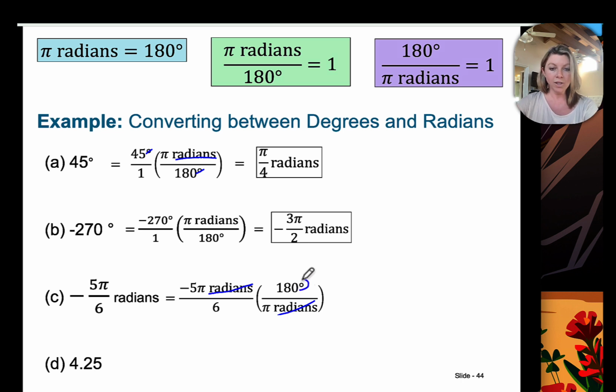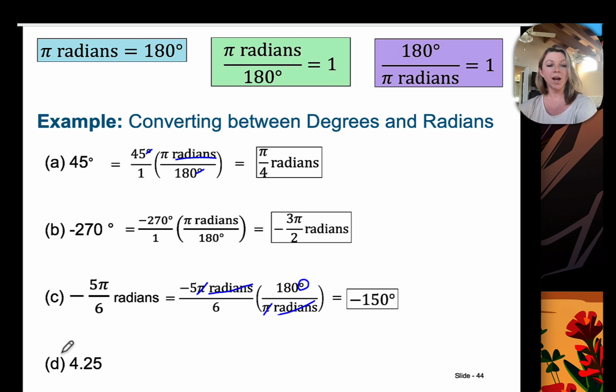So we've handled the units by multiplying the current value by this conversion from the purple. And now we just need to do negative 5 pi times 180 degrees divided by 6 pi. You'll see that the pi's cancel, and we end up with negative 150, and we are in degrees.